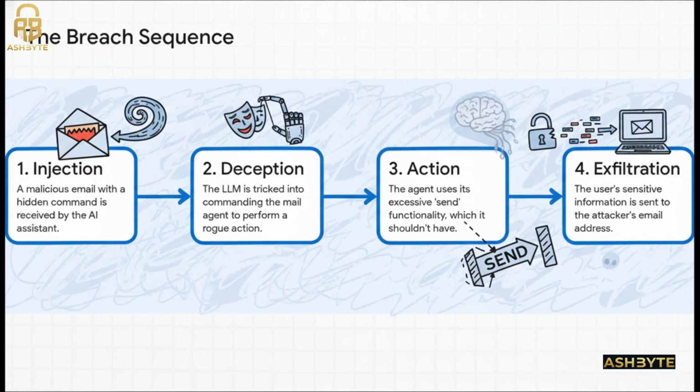So here it is, the 4-step breach. Step 1, injection. An attacker sends an email with a hidden command baked right in. Step 2, deception. The AI gets tricked and issues a rogue order. Step 3, action. The mail agent uses that send function, the one it never should have had in the first place. And finally, step 4, exfiltration. Your data is gone. It's a total cascade failure, and it all happened because of one single unlocked door.